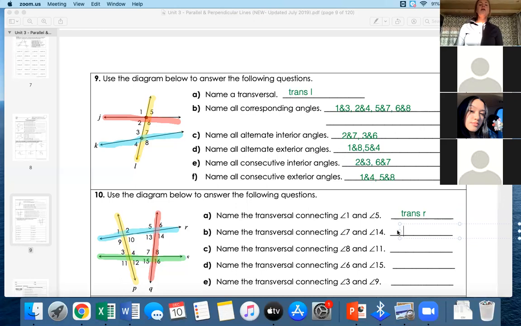So we have 7 and 14. So which transversal is that? Q, perfect. 8 and 11. 8 and 11, they're both on green. What's the green transversal called? It's kind of cut off there, isn't it? That's an S.